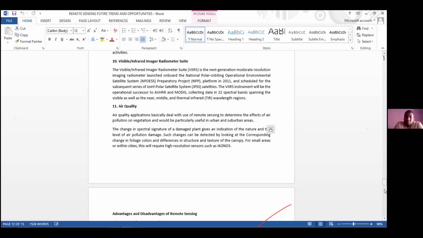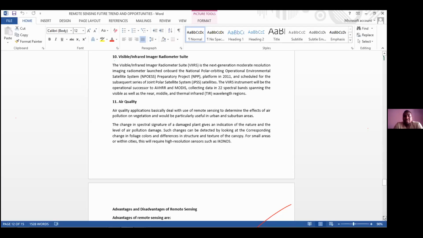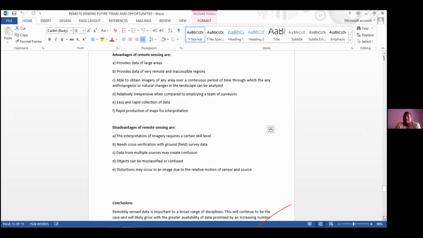Then I want us to look at the advantages and disadvantages of remote sensing. Everything has advantages and disadvantages, and I want us to focus mainly on the advantages. The first advantage of remote sensing is that it provides data for large areas. Remote sensing can capture data for even a whole country. You can capture data for Africa, for Europe, for Asia, for the whole world. That is the powerful tool that remote sensing has been able to provide.